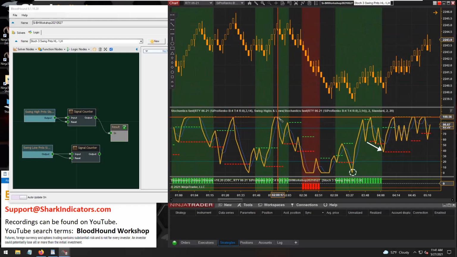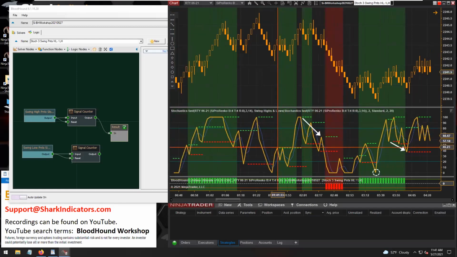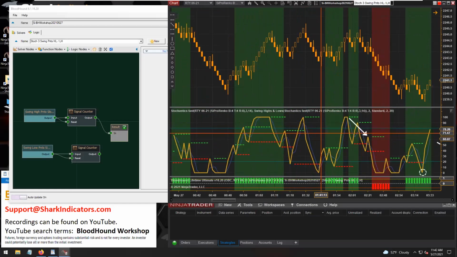All right, so we have 1, 2, and 3, and there's our shorts. Let's see, we have a long from there. All right, yeah, I just found another issue that's going to pop up.